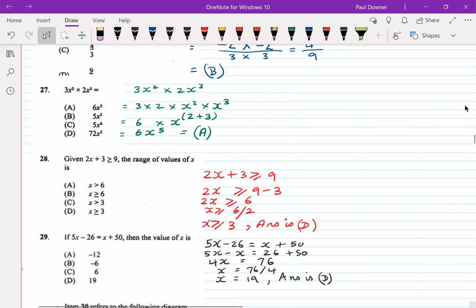Right. So in these cases, where you have the same letters, like x's in this case, but different powers, one is to the power of 2 and one is to the power of 3, what we do is we add the indices. So it'll be 3 by 2 and x squared by x cubed. Same letter, but different powers or indices, so we add them. The 2 will be added to the 3, and that gives us 5. So the answer is x to the power of 5, and 3 by 2 is 6. So it'll be 6x to the power of 5, and that's answer A.